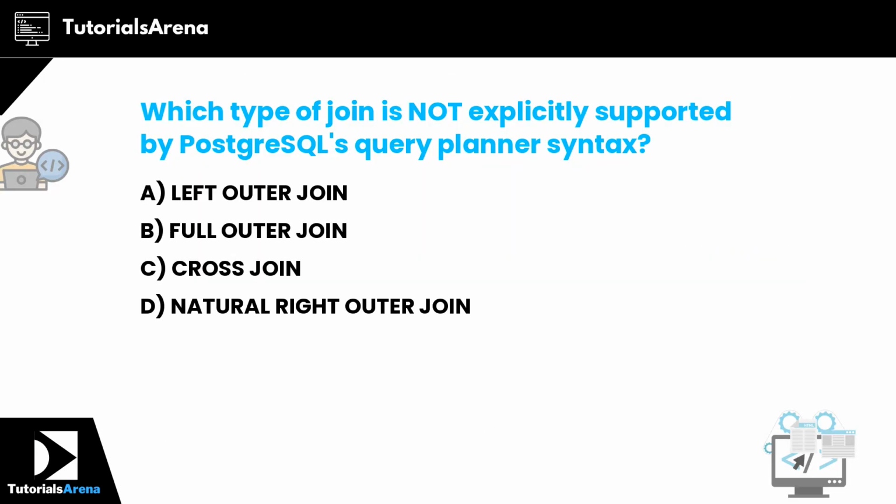Which type of join is not explicitly supported by PostgreSQL's query planner syntax? The correct answer is option D, natural right-outer join.